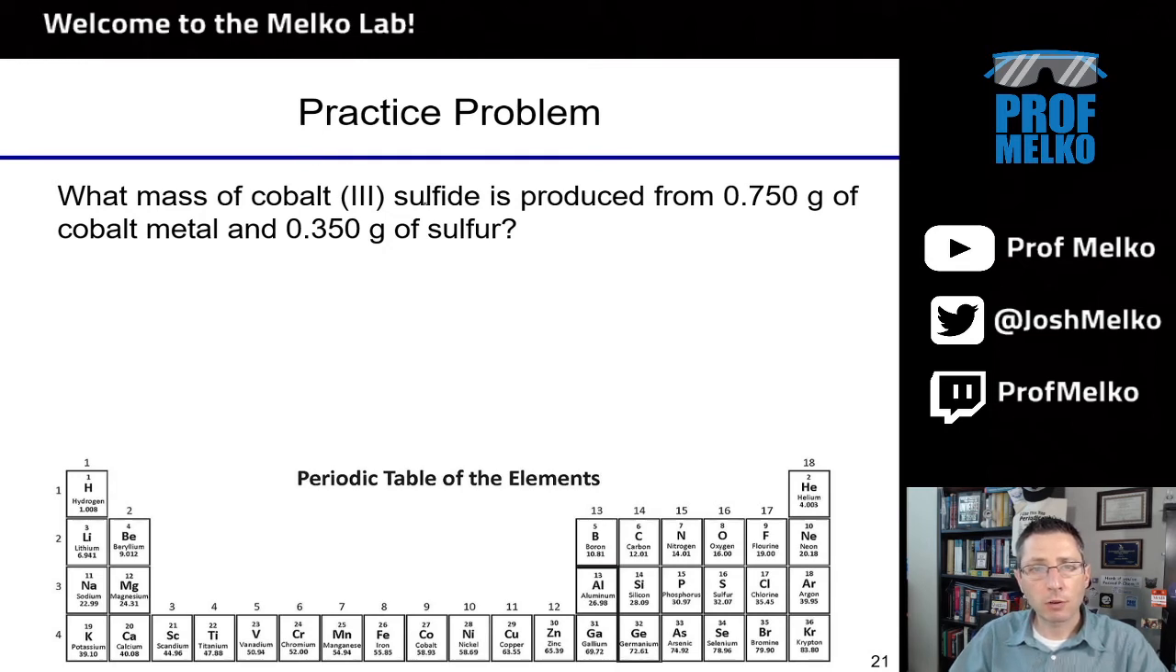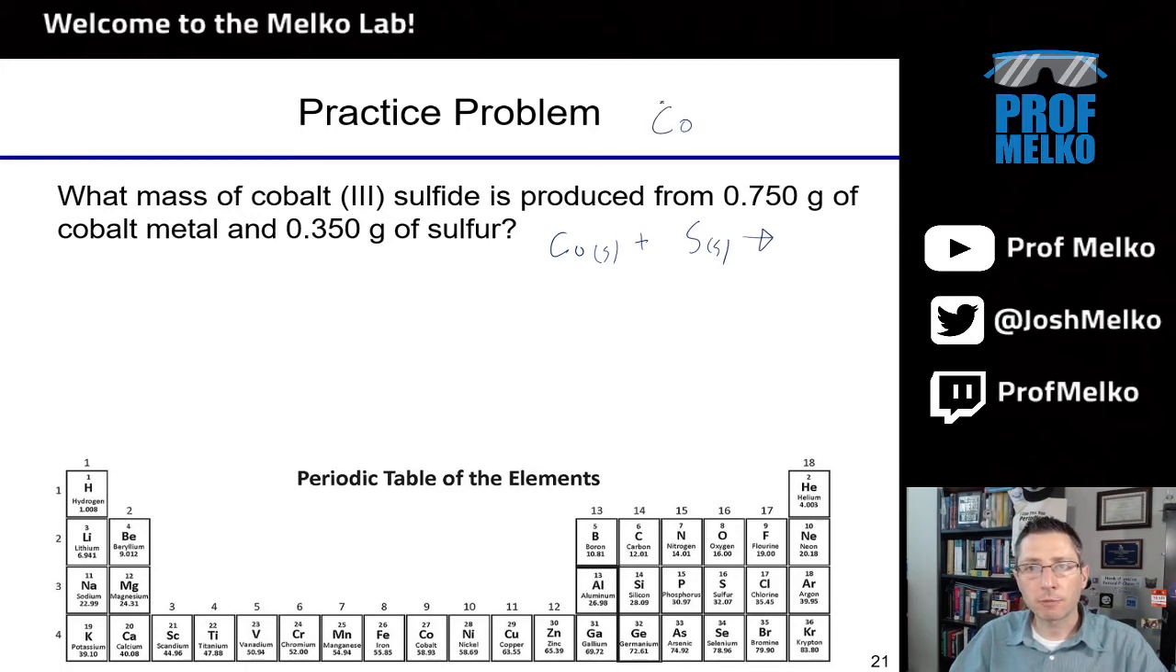What mass of cobalt(III) sulfide is produced from cobalt metal and sulfur? Okay, so the balanced chemical reaction: cobalt is reacting with sulfur. Neither of these are special diatomic type of elements, so they're just by themselves. And we're making cobalt(III) sulfide.